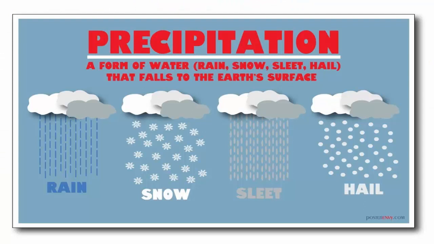Third is precipitation. Precipitation occurs when water is being let out from clouds, also known as rain. There are other forms of precipitation other than rain as well, such as snow, sleet, and hail. It is formed when warm and damp air cools down and drops in temperature.